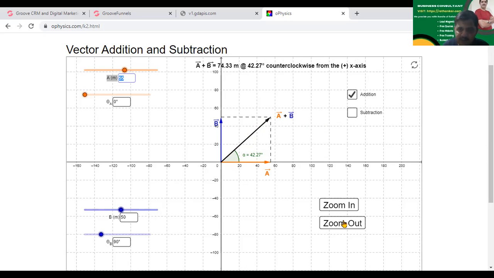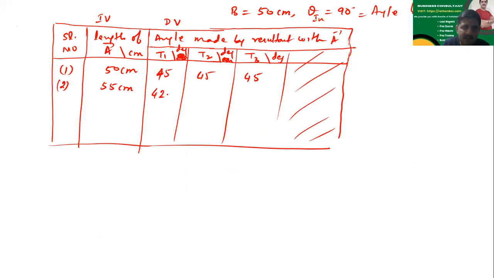Now let me go back once again. So if I increase by 5 degrees, the angle I got is 42.27 degrees. I'm not going to write anything over here, because it's one and the same, right? The third one, I make this as 60 centimeter. I will increase it by 5 more units.